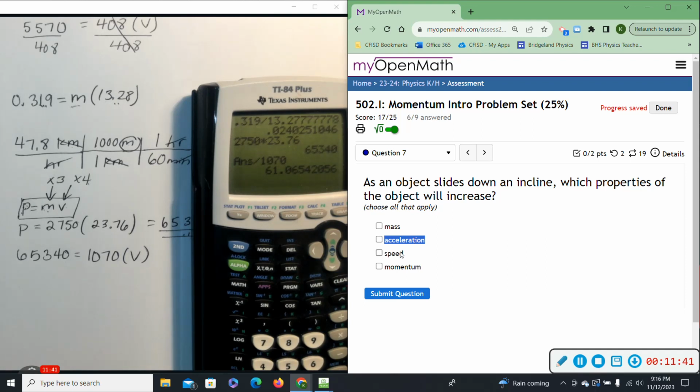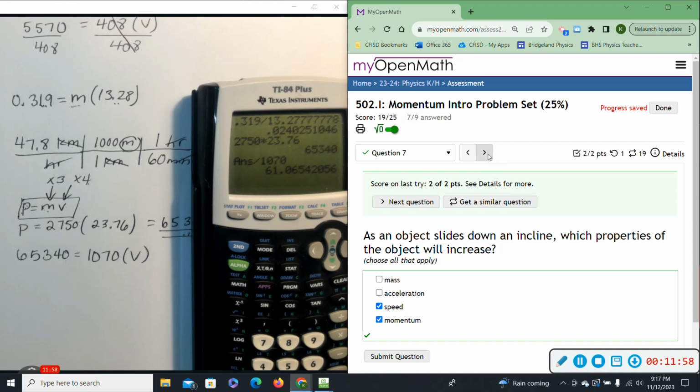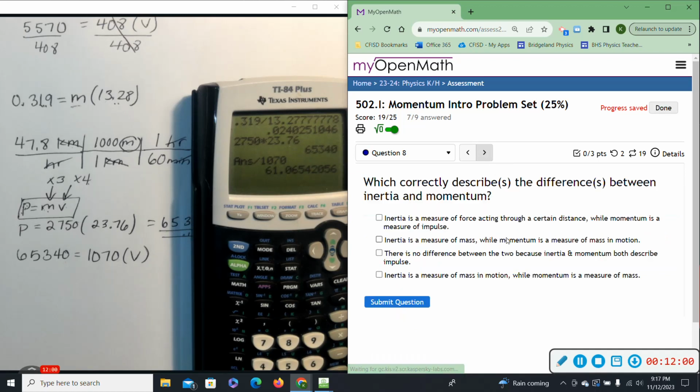But that constant acceleration means my speed is going to increase. And when my speed increases, my momentum will also increase. So again, don't select the acceleration. Although it's present, it is a constant value. It's just the speed and the momentum that are going to increase.